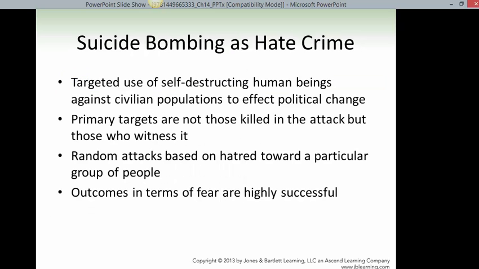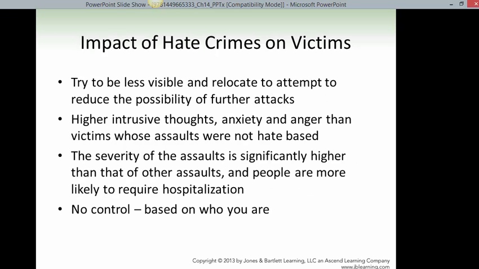Suicide bombing as a hate crime: targeted use of self-destructing human beings against civilian populations to effect political change. Primary targets are not those killed in the attack, but those who witness it. Random attacks based on hatred toward a particular group of people. Outcome, in terms of fear, are highly successful.